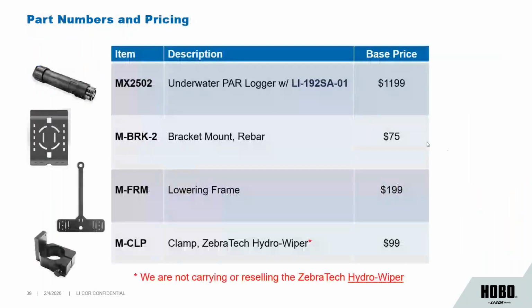So with that, oh, sorry, I almost forgot about this. Probably some people are wondering about that. So this is the price list for this device. The sensor itself, the full complete data logger with the sensor integrated, the list price is $1,199. And below there, you can see the price for some of our accessories. That bracket mount is $75. If you want to attach it to a rebar, the lowering frame, $199. And that clamp that makes it compatible with the Zebra-Tech wiper is $99.